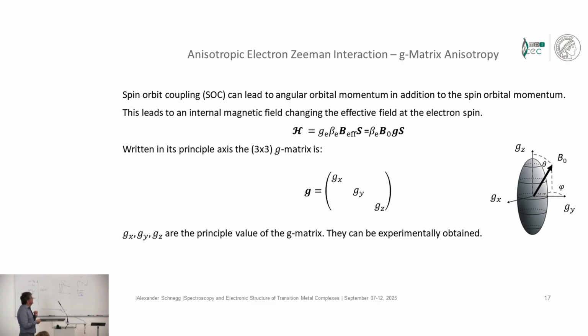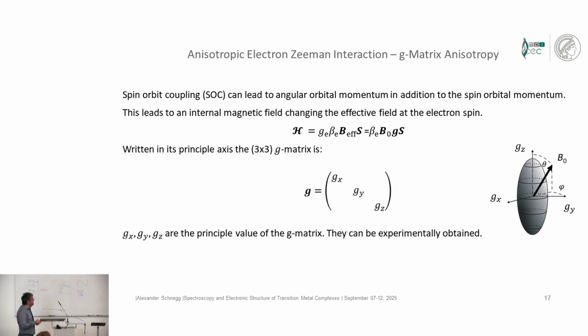But it has very important consequences for the spectroscopies which we are applying, because now our Zeeman interaction depends on the orientation of the molecule or specimen with respect to the external magnetic field. This can be shown here with such an ellipsoid, where the main values are shown on the x, y, and z axis. This would be, for example, an axial case where gx and gy are approximately the same, and gz differs.